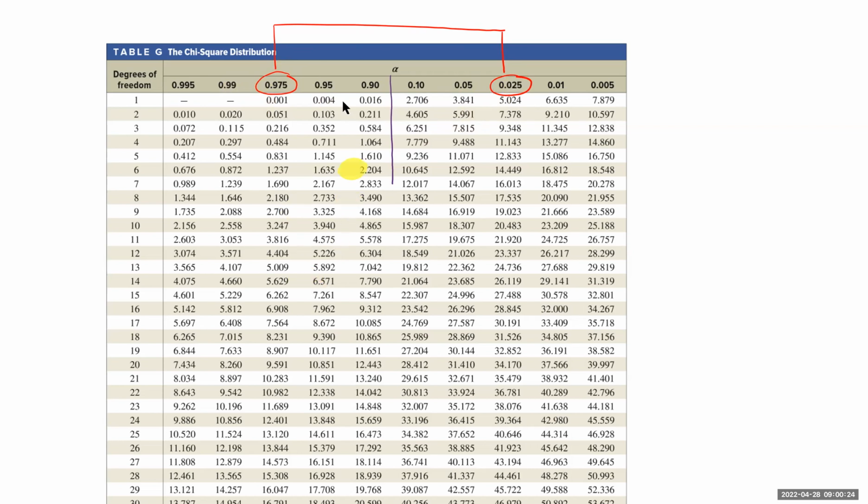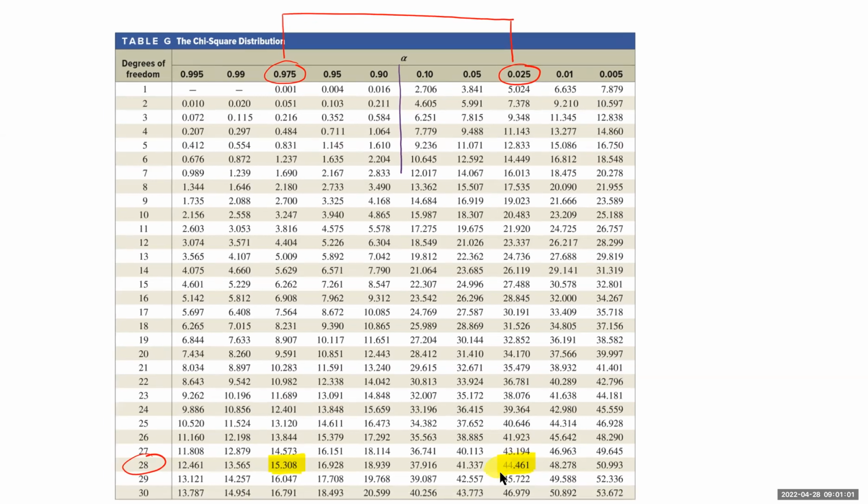So when we look up numbers, these will be chi-square left numbers on the left side of the table. These will be chi-square right numbers on the right side of the table. And we have to come down to degrees of freedom 28. And then when I read across and down, it looks like 15.308 and 44.461. So chi-square left, chi-square right.